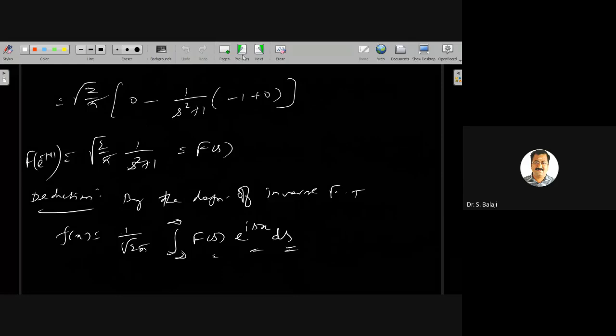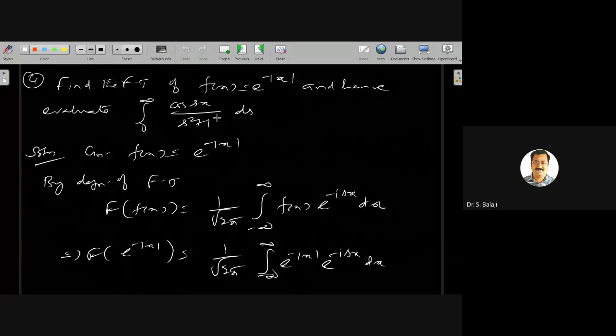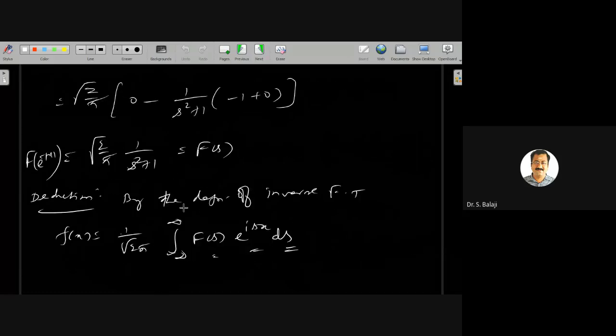Now, what about the deduction here? 1 by s square plus 1 appears in the deduction. Therefore, as usual, you take the inverse Fourier transform. By the definition of the inverse Fourier transform, f of x equal to 1 by root of 2 pi, integral minus infinity to infinity of f of s e power isx ds.